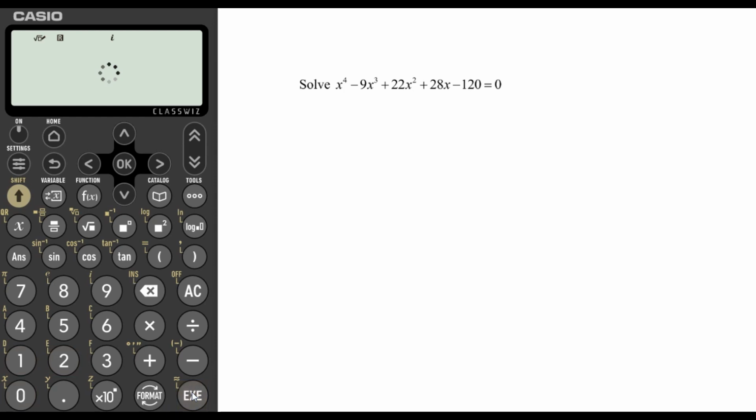Our calculator will tell us that x is 3, x is -2, x is 4 plus 2i, and 4 subtract 2i. And that's what we see here. We have x equals 3, x equals -2, x equals 4 plus 2i, x equals 4 subtract 2i.